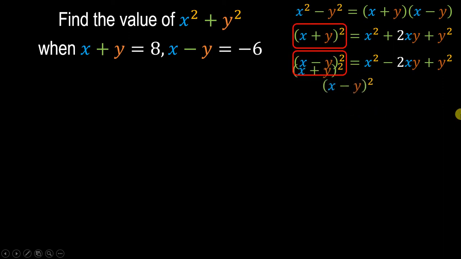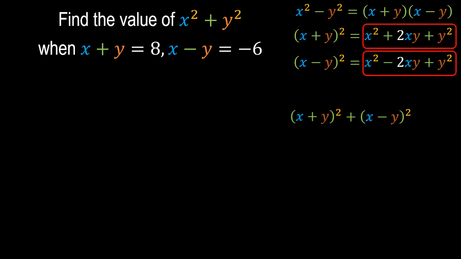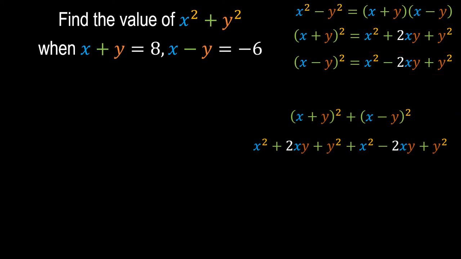And you have to add them up. You know what the values of these two identities are, so you are just putting their values. (x plus y) whole squared equals x squared plus 2xy plus y squared, whereas (x minus y) whole squared equals x squared minus 2xy plus y squared. Now you can cancel out the like terms, like these two, because they have opposite signs and the same coefficients.